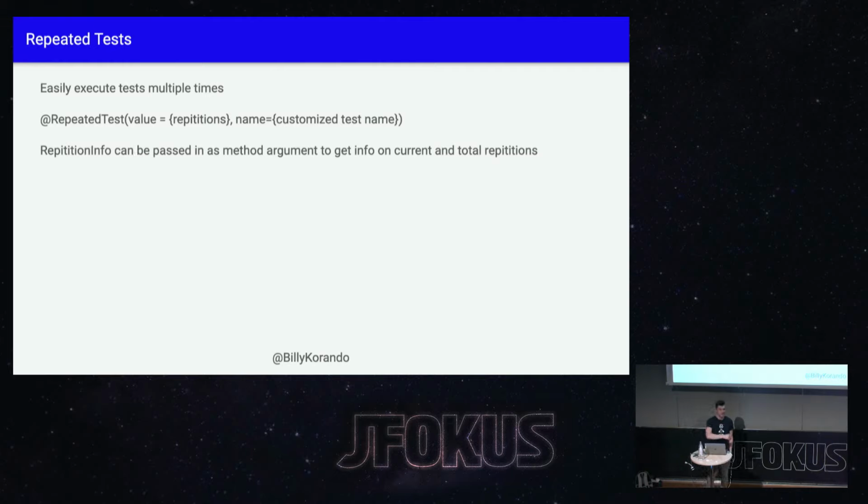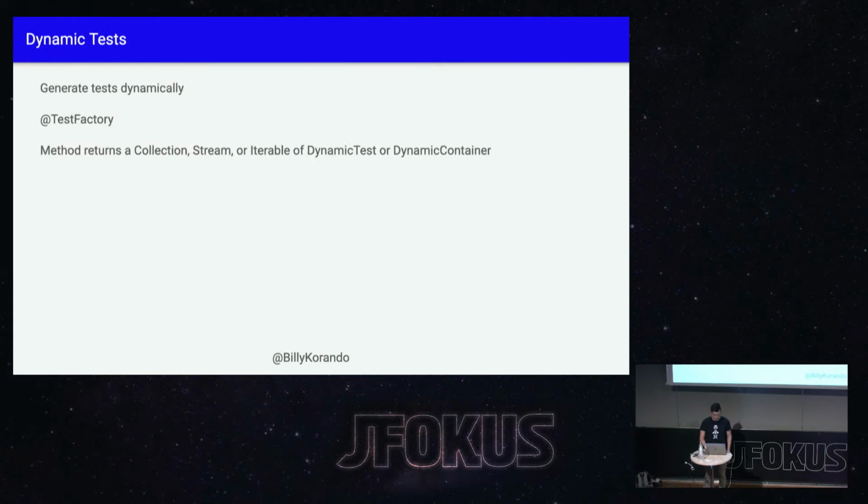Within a repeated test, there's repetition info, and that's going to have the current iteration and the total number of iterations. So maybe you want to insert a bunch of records within a database, you can get the repetition ID and just continually pass that in as the dynamic value to put into those tests. Like I said, edge case, but if you ever need this to run a test a bunch of times, that can be very helpful.